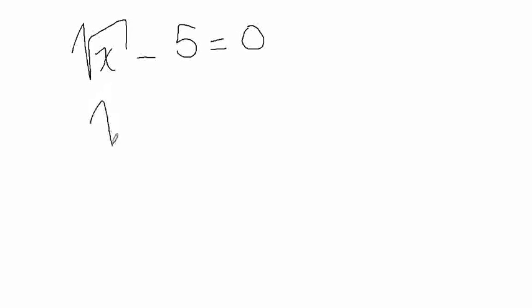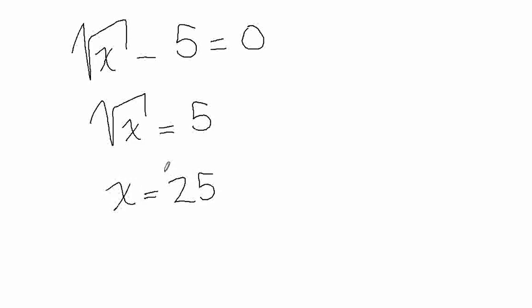Okay? So let me show you an example of what I mean. Suppose you wanted to solve this equation. Let's isolate the radical by adding 5 to both sides. Now let's square both sides. Okay, and look at that. There we got our solution.